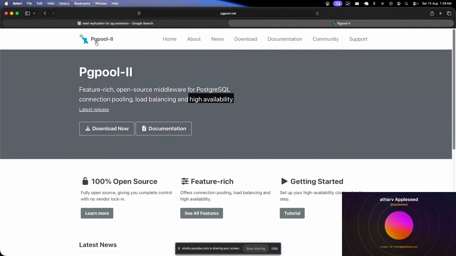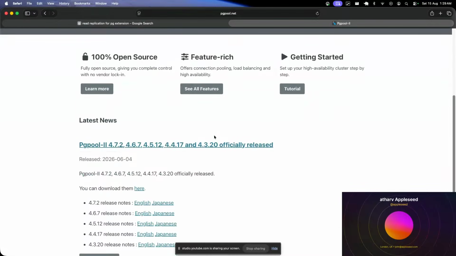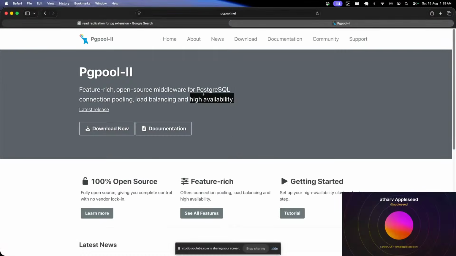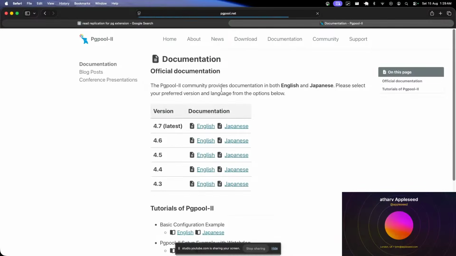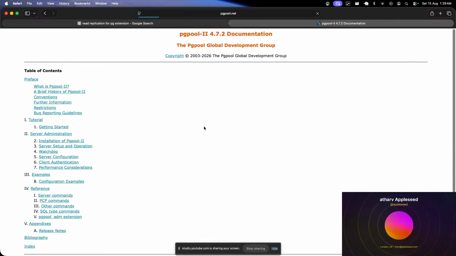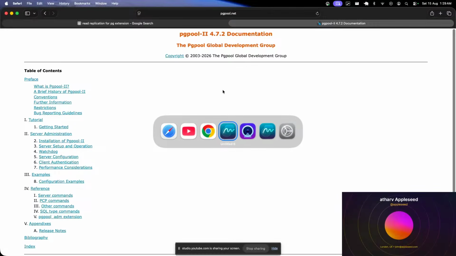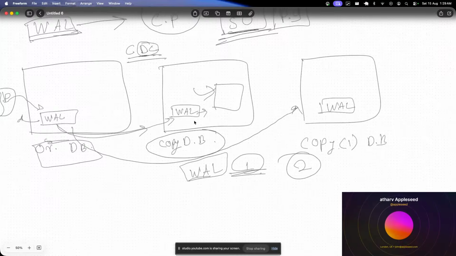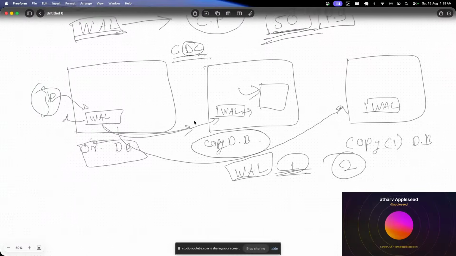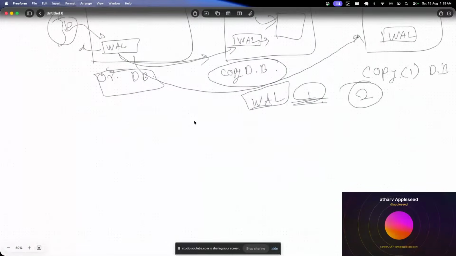Okay. Yes, PG Pool. So for Postgres, PG Pool will solve like every problem: connection pooling, load balancing, high availability. High availability usually refers to read replicas. You can read about it more in the documentation. Always refer to the latest. Okay, so this is how we will solve the read replication problem.